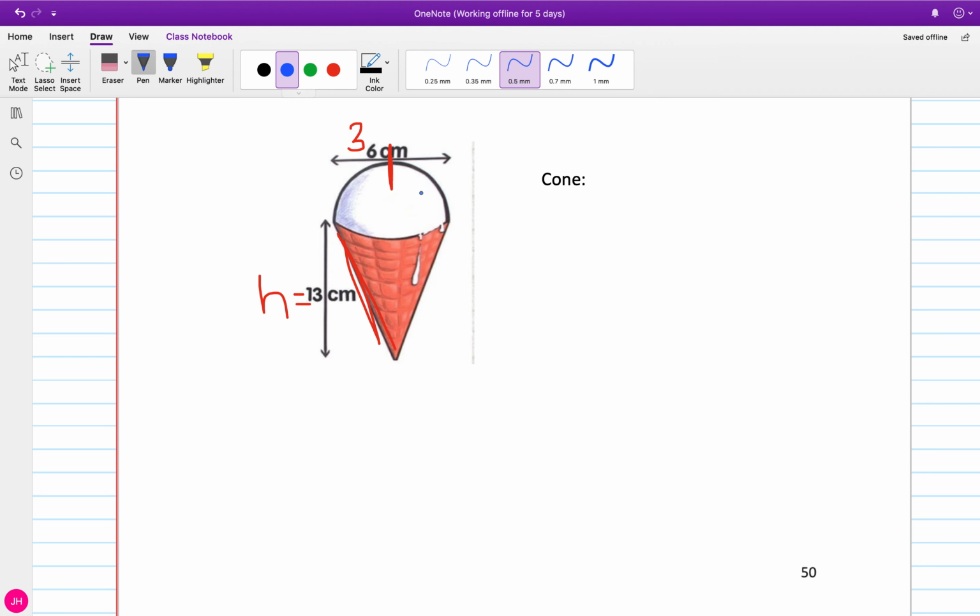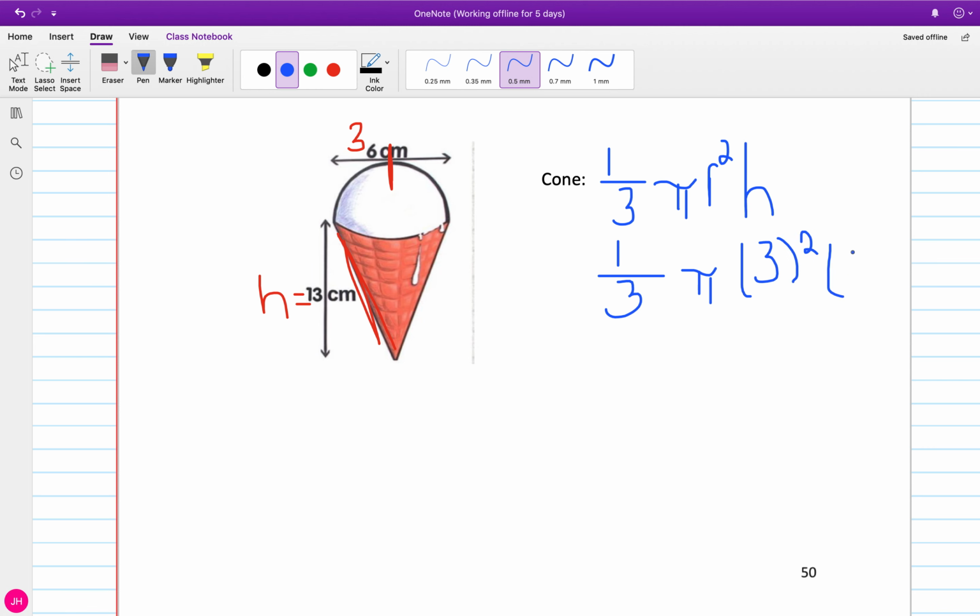So with my cone, the formula is 1/3 pi r squared h. So I'm going to plug in 3 for r and 13 for h. So I do 1/3 pi 3 squared, and then h is 13. So I do 3 squared times 13 times 1/3, and that's going to give me 39 pi. So that's my answer for the cone.